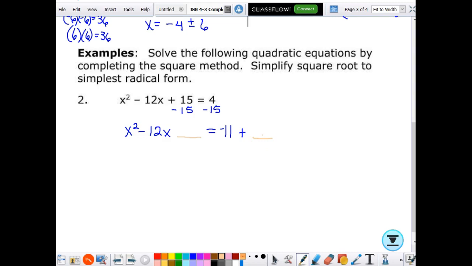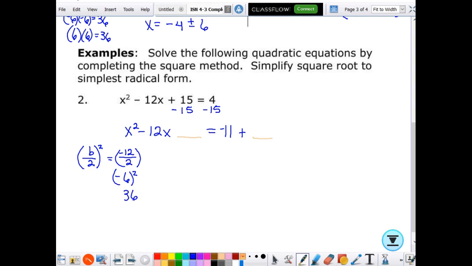So now we use our best friend in the whole wide world, b over 2 squared. And like I say, in Delta Math, there's a few questions where that's all it's asking you to do. So b is negative 12. I am kind of noting that negative right there. So negative 12 divided by 2 is negative 6 squared, which is 36.